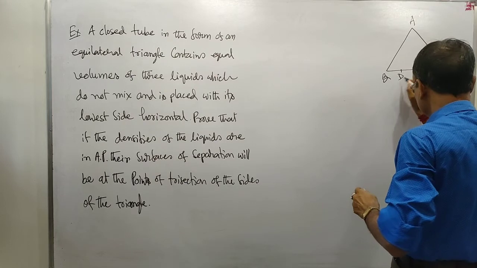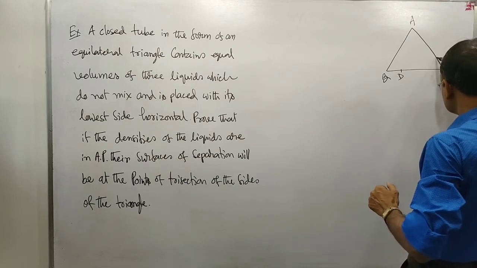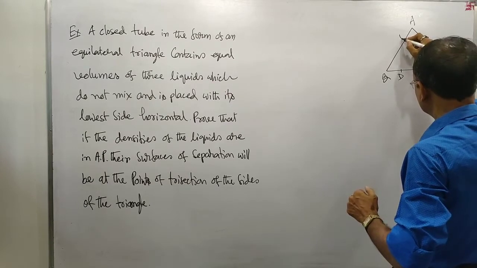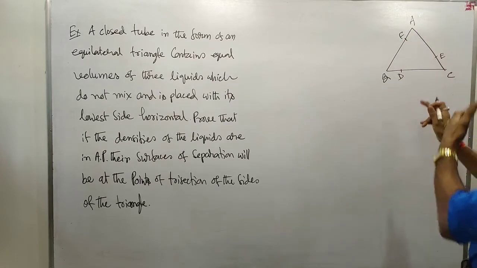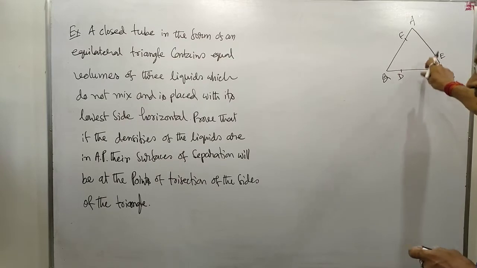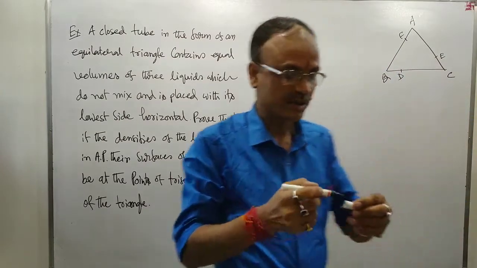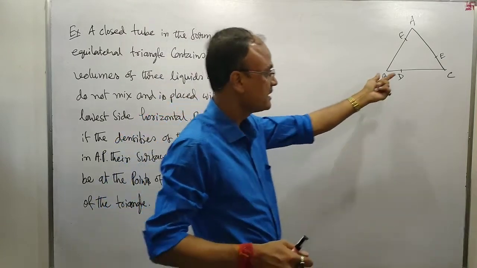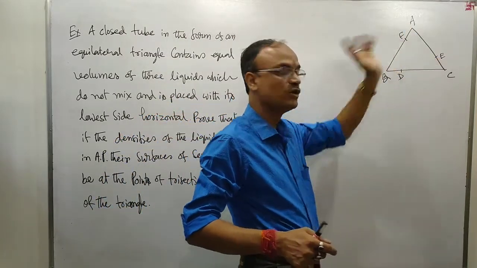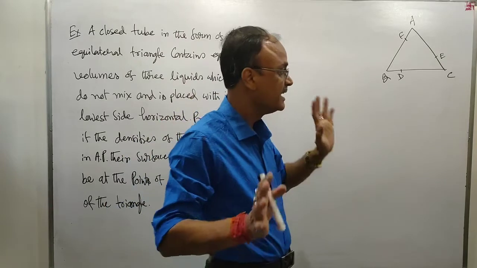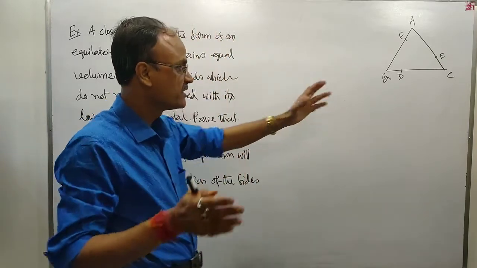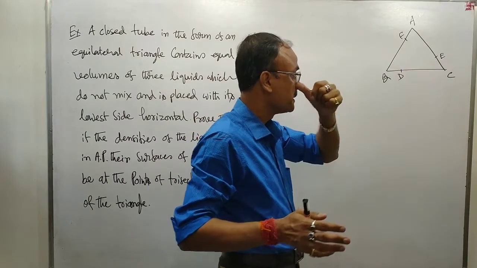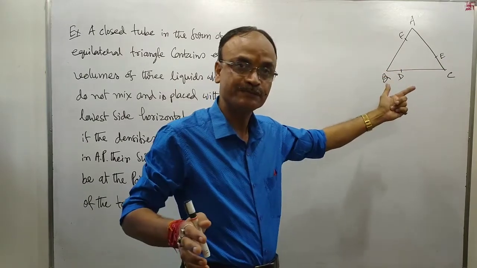Suppose D, E, F are three points on the sides BC, CA and AB such that BD equals CE equals AF. Suppose three liquids are occupied, three liquids which are in AP.